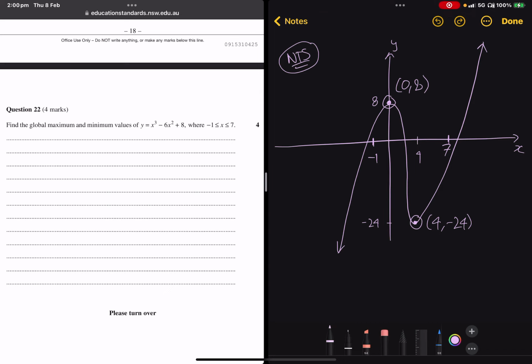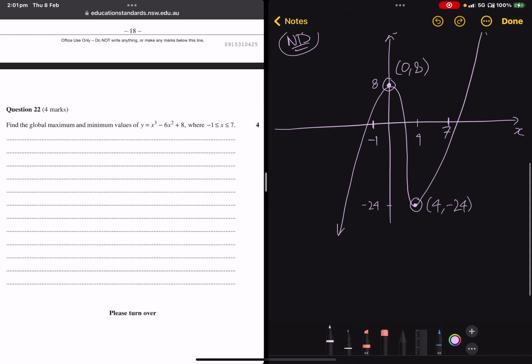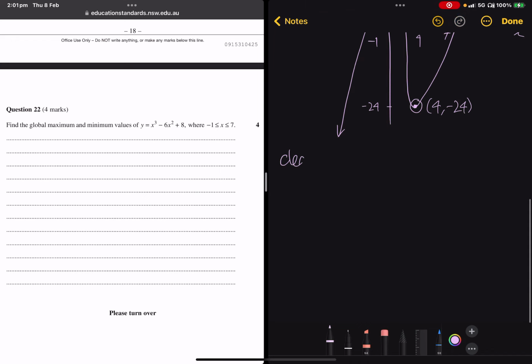So we need to evaluate these endpoints, because if one of these endpoints, if 7, for example, has a y value bigger than 8, it is actually the global maximum. Right? (0, 8) would then be a local maximum, and x equals 7, y equals whatever that y value was, would be the global. So we need to check the endpoints as well. So we're going to check endpoints.